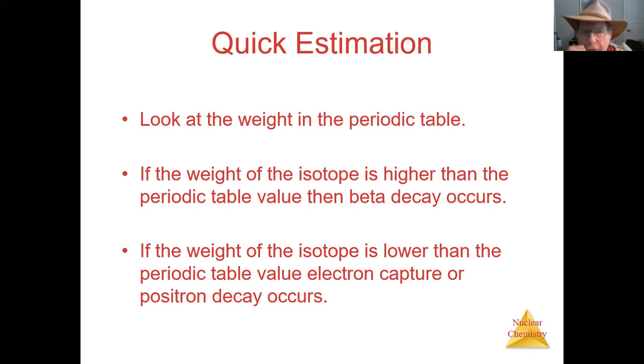Important slide here, guys. If the weight of the isotope is higher than the periodic table value, beta decay occurs. You have a neutron being converted into a proton. If the weight is lower than the periodic table value, you're either going to have electron capture or positron decay. In either case, what happens is you get a proton converted into a neutron.